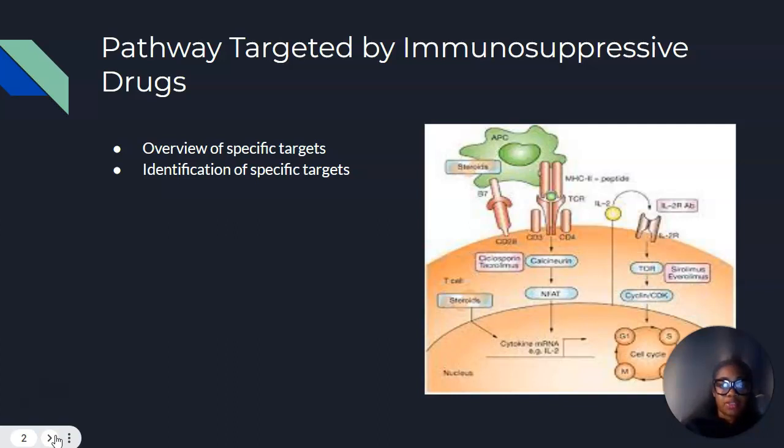Immunosuppressive drugs selectively target components of the immune response pathway to modulate immune function. These targets may include receptors on immune cells, enzymes involved in signaling cascades, or molecules crucial for cell activation and proliferation. By pinpointing specific molecular targets, immunosuppressive drugs can exert precise control over immune responses, leading to therapeutic effects in conditions characterized by immune dysregulation. Understanding these targets is essential for designing targeted therapies and minimizing off-target effects.